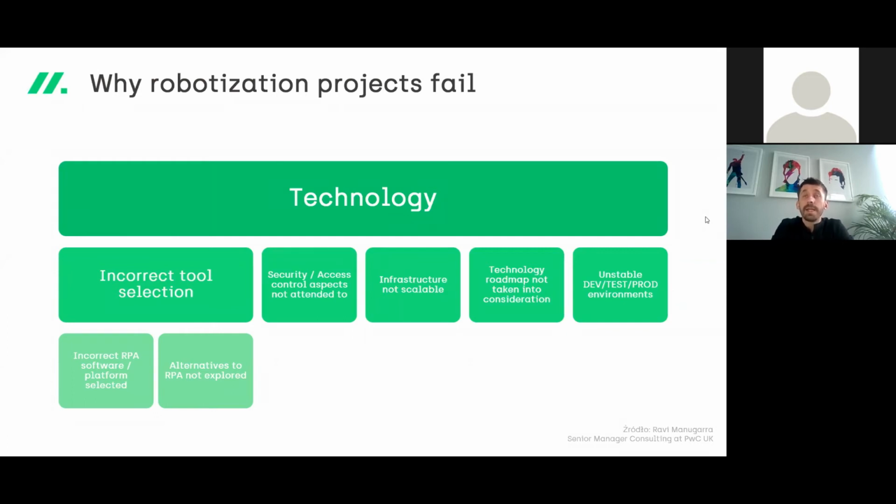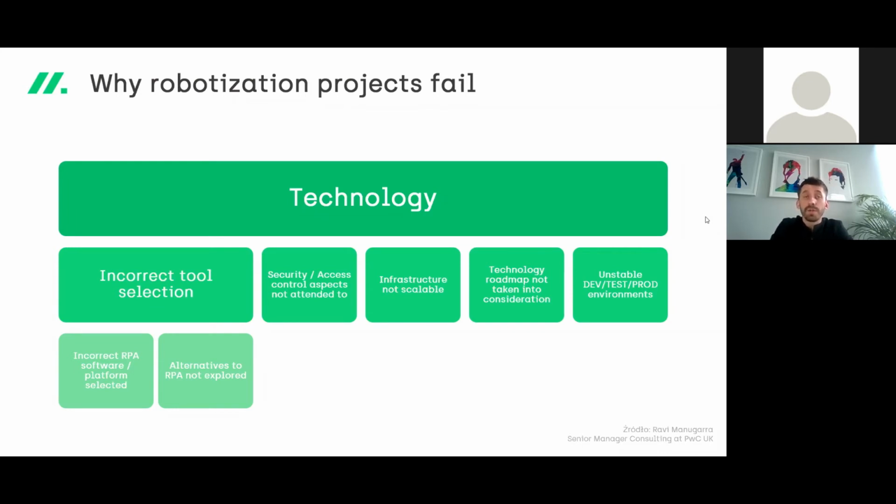And at the beginning, I also told you about some alternatives for robotization, and it may also happen that it's better to, for example, use some API or integration between software. It's better to use those kinds of integrations and not to use robotization.